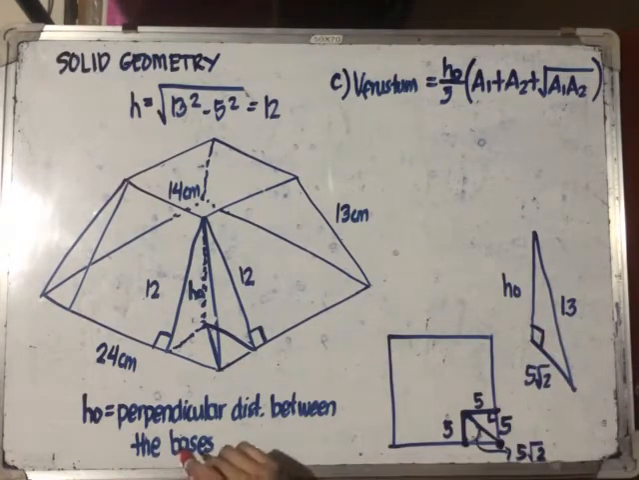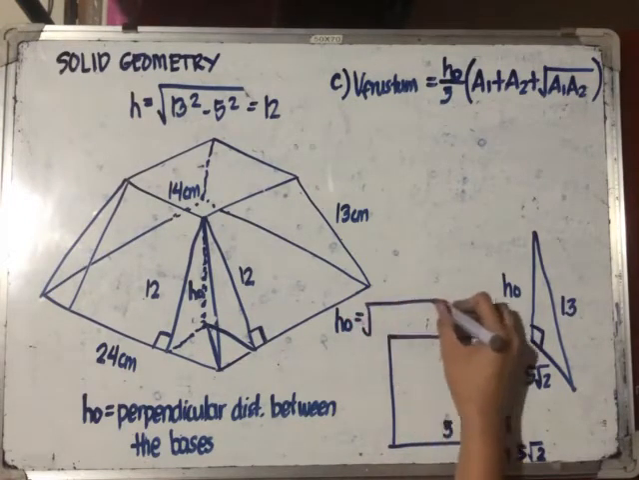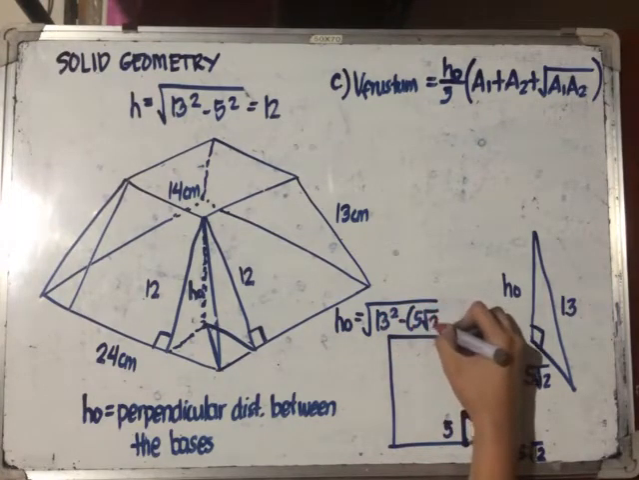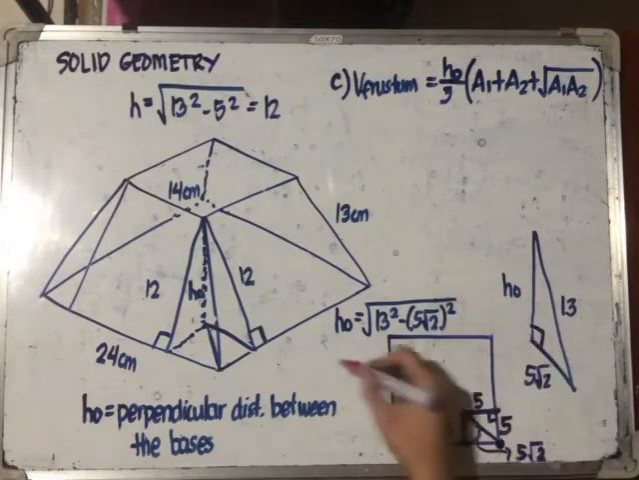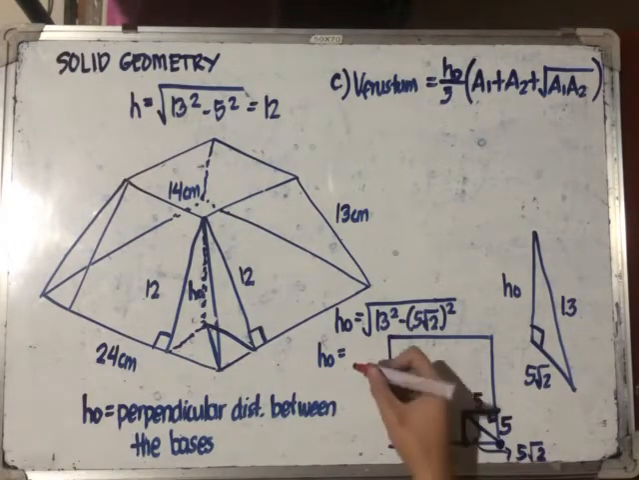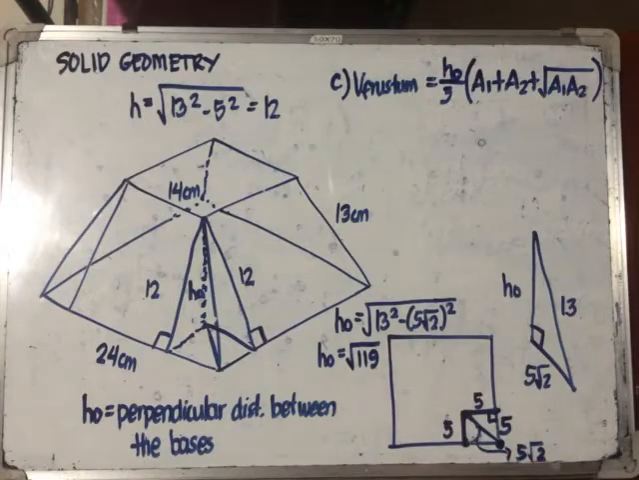Right? By Pythagorean theorem. That H sub O is the square root of 13 squared minus 5 square root of 2 squared. That would give us an H sub O value equal to square root of 13 squared minus 5 square root of 2 squared. Square root of 119. 119. Okay? So, may square root of 119 na tayo. We can compute the volume of the frustum now.